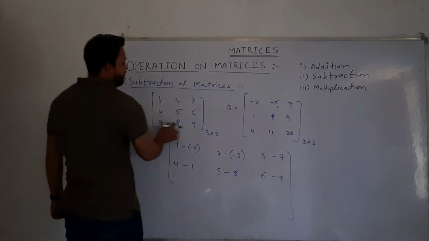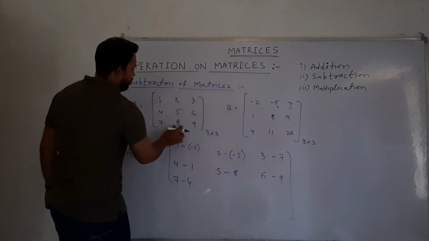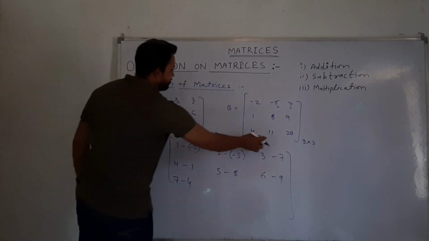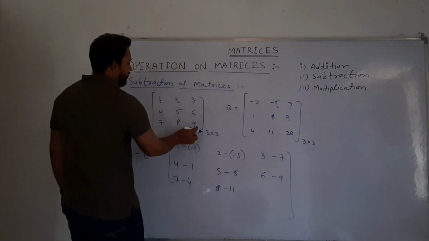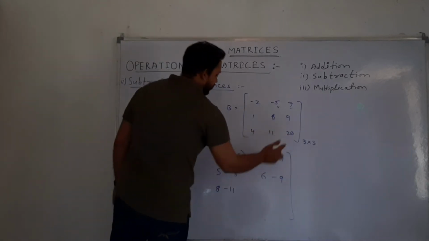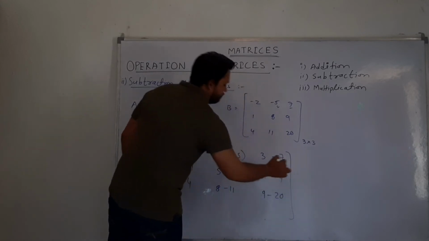The corresponding element of 7 is 4, so we will write 7 minus 4. The corresponding element of 8 is 11, so we will write 8 minus 11. At last, 9 minus 20.